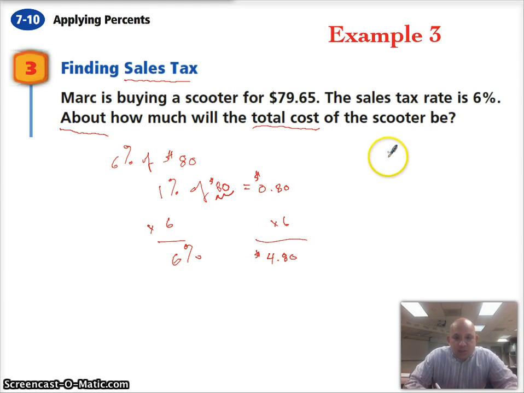How much will the total cost be? Well, I'm going to add $80 plus about $4.80. It's going to be around $84.80, which is my total cost.